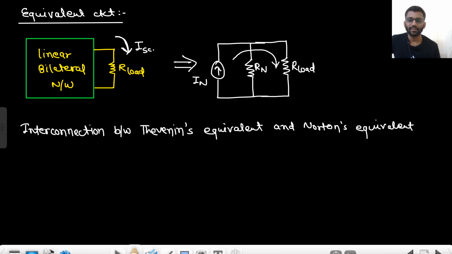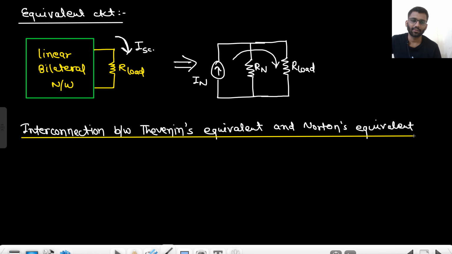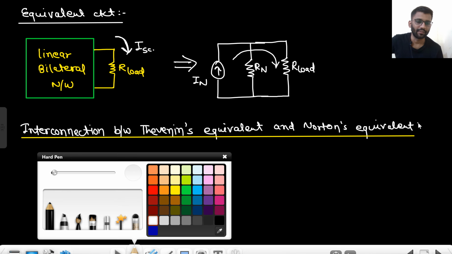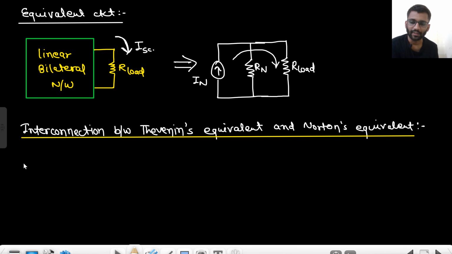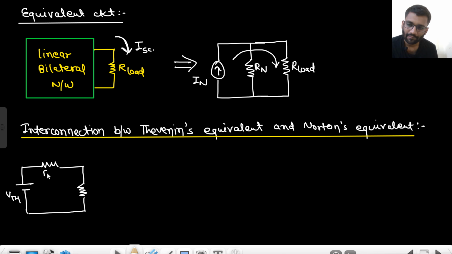Now, what is the interconnection between Thevenin's equivalent and Norton's equivalent? It is a very interesting derivation, or a very interesting concept, I will say. So I will just interconnect both of them. What is our Thevenin equivalent? This was our Thevenin equivalent, right? This is VTH, RTH, and R load. This was our Thevenin's equivalent.